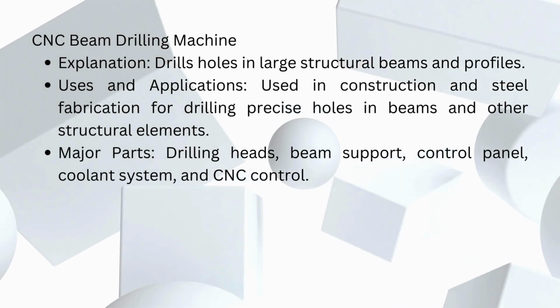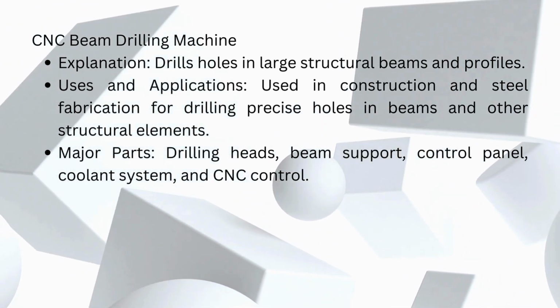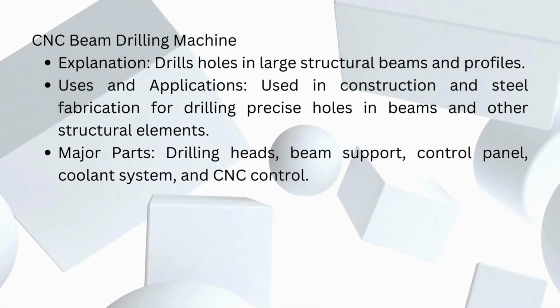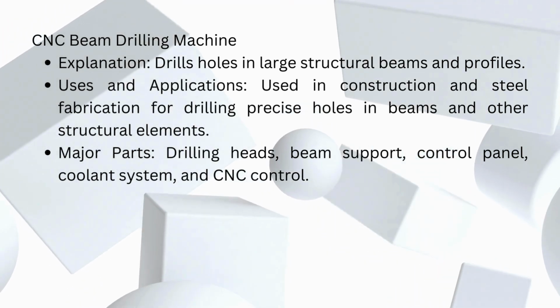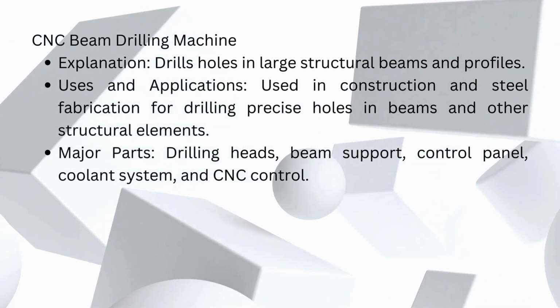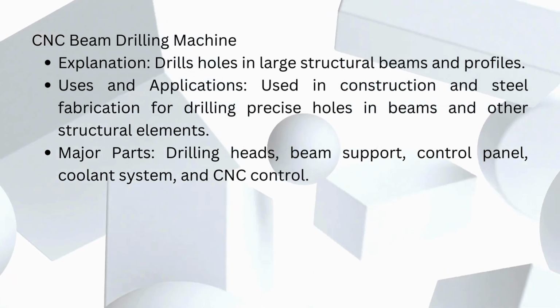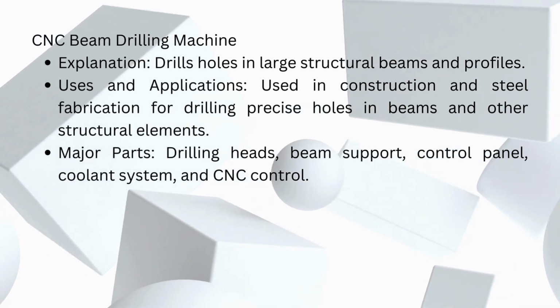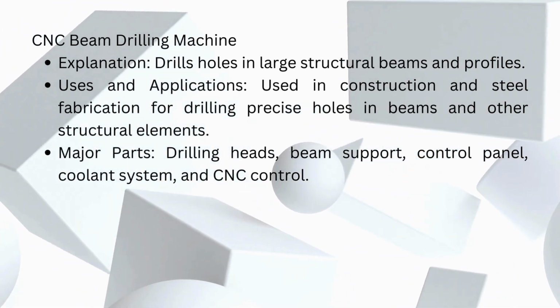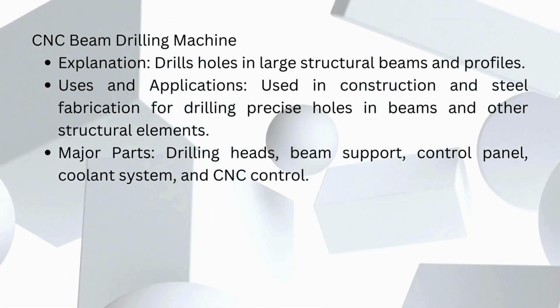CNC beam drilling machine. Explanation: drills holes in large structural beams and profiles. Uses and applications: used in construction and steel fabrication for drilling precise holes in beams and other structural elements. Major parts: drilling heads, beam support, control panel, coolant system, and CNC control.